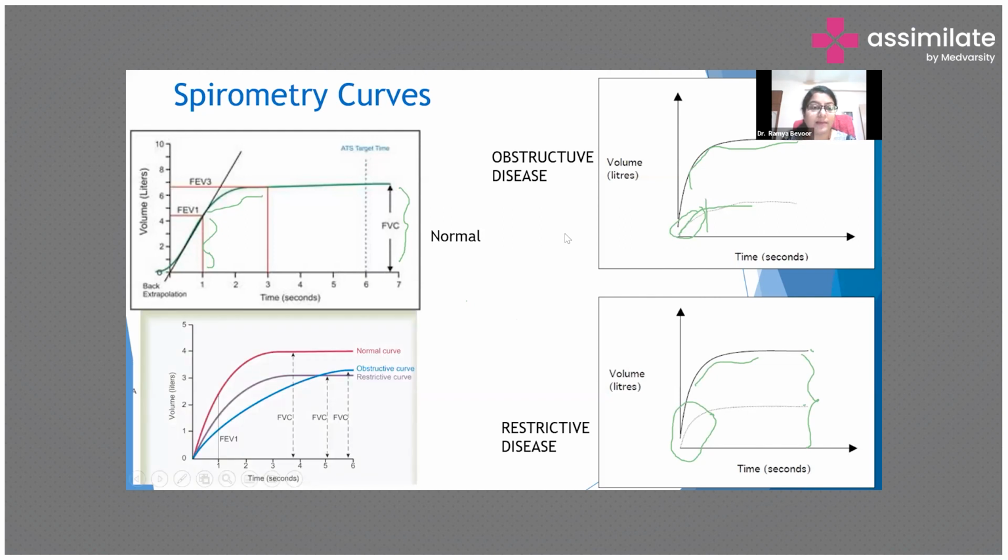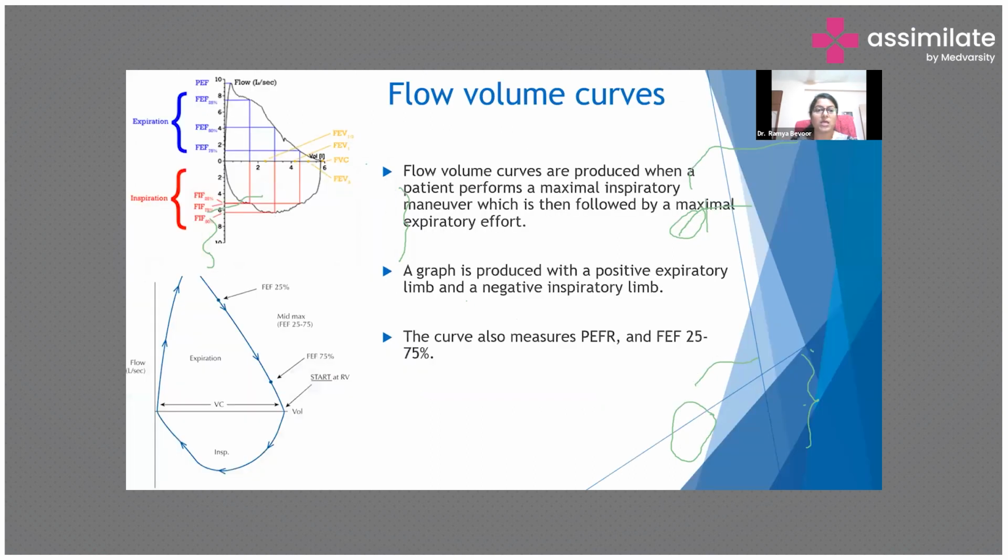So this is what it probably looks like, a normal curve. When you look at a normal curve, you'll be able to make out. In an obstructive curve, right from the beginning itself, the curve will be slanted, and of course FVC will be low. In a restrictive curve, initially the FEV1 part of it will be fairly okay, but then the FVC itself will be reduced.